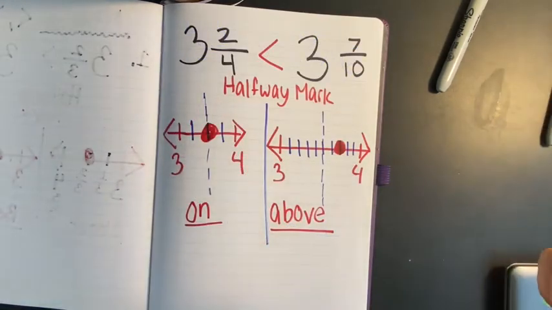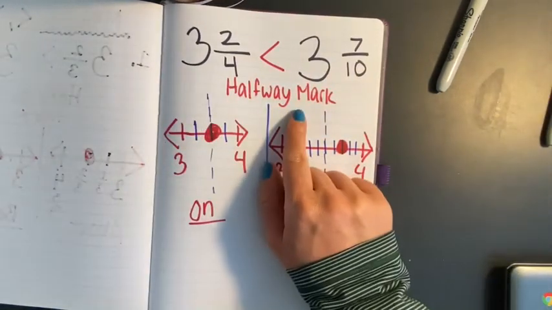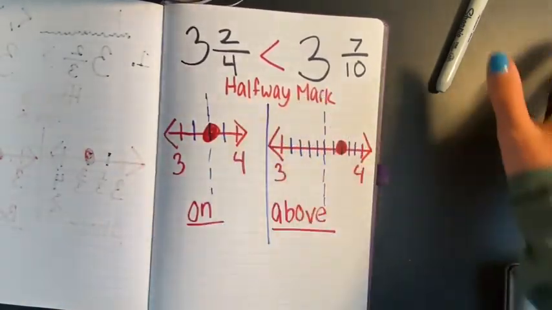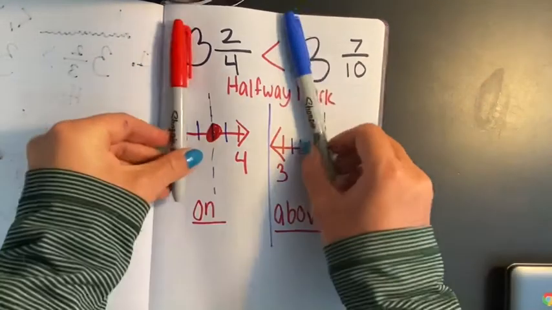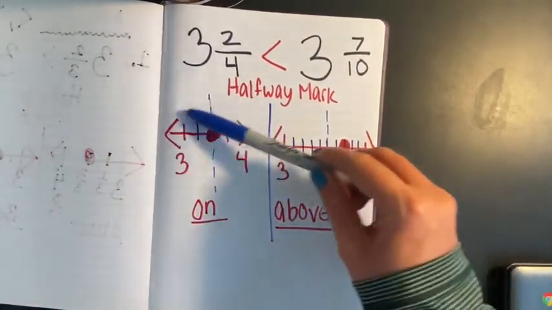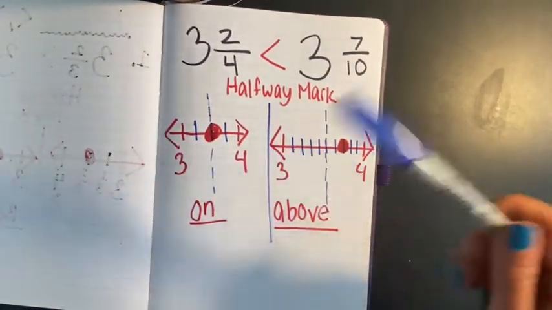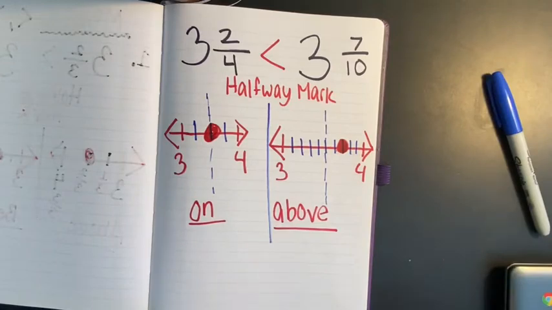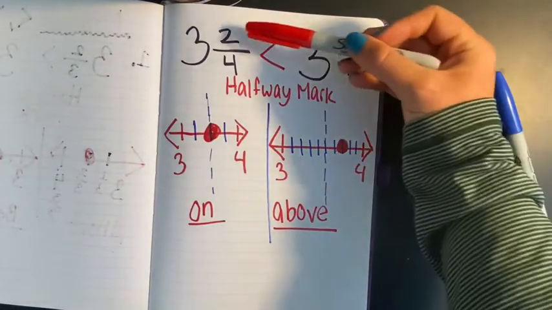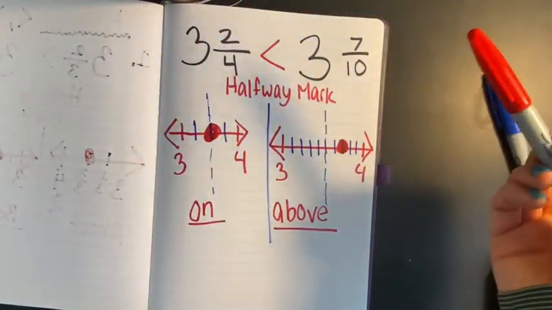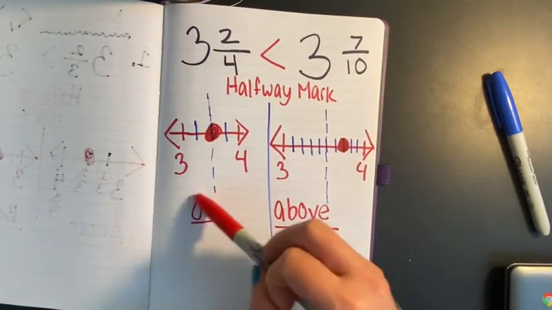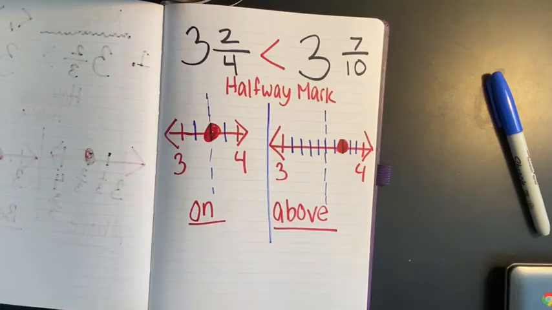This next question we went over used the halfway mark again because we have the same whole numbers. 3 and 3 are the same whole numbers, so what we have to compare here is the 2/4 with the 7/10. We split this first number line into fourths, and we know that if we cut 4 in half, we're going to receive 2. So we put our halfway mark on 2. We know that the fraction we were given is 2/4 as well, so we had to put our dot on the 2. So we labeled that this fraction is going to be on the halfway mark.